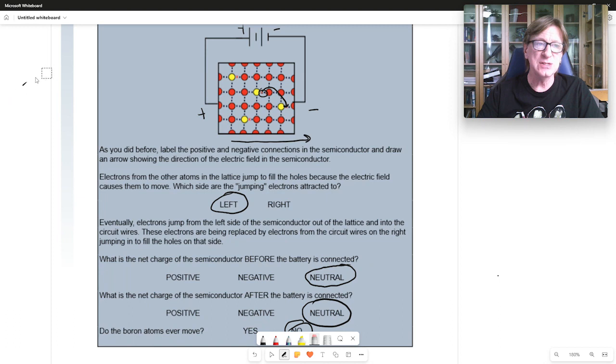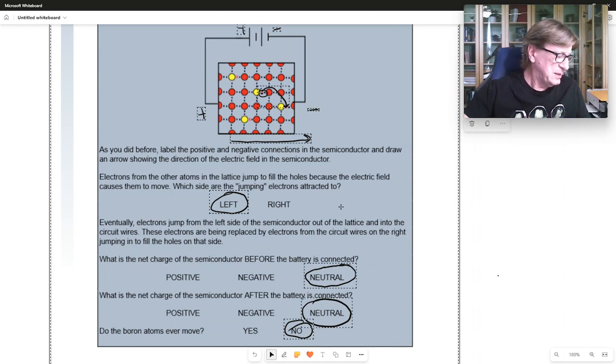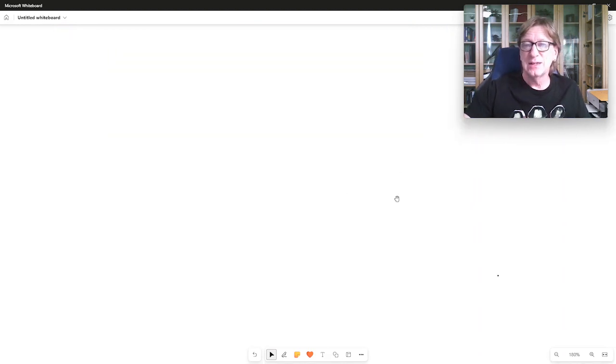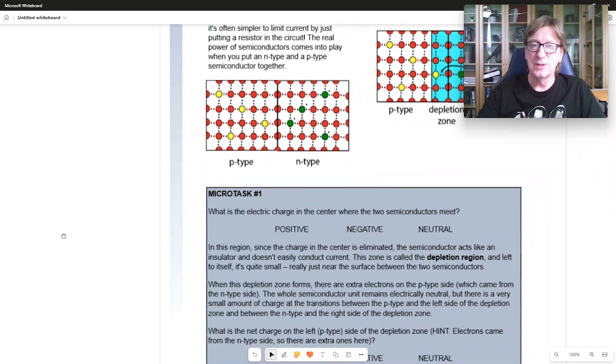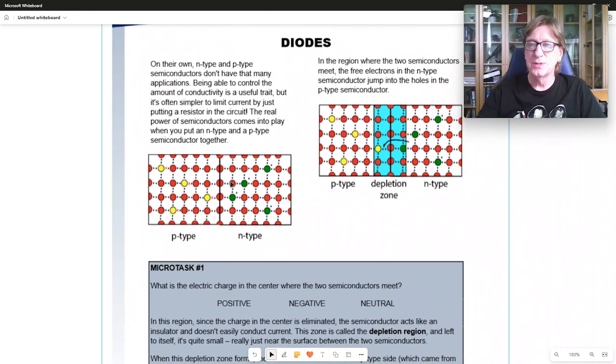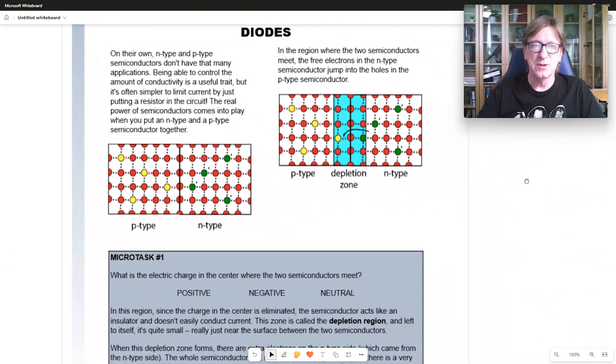And this is the next section in your book. The most simple kind of semiconducting device is a diode. So let's bring that over here. Pull this up in your book so that you've got it available here.